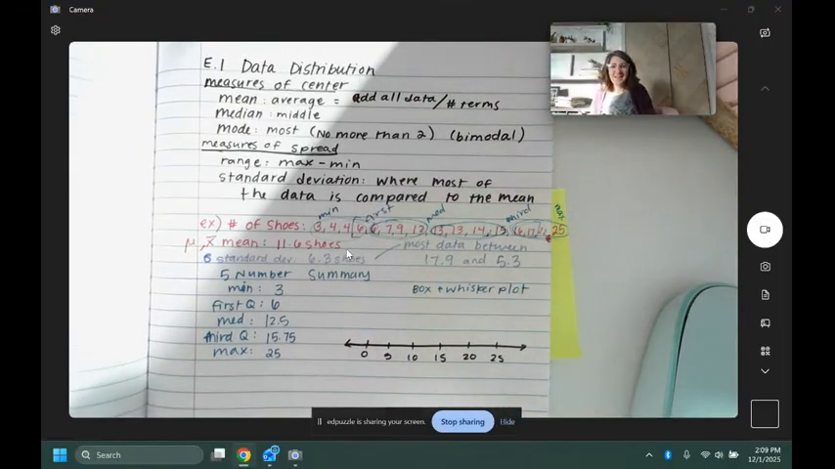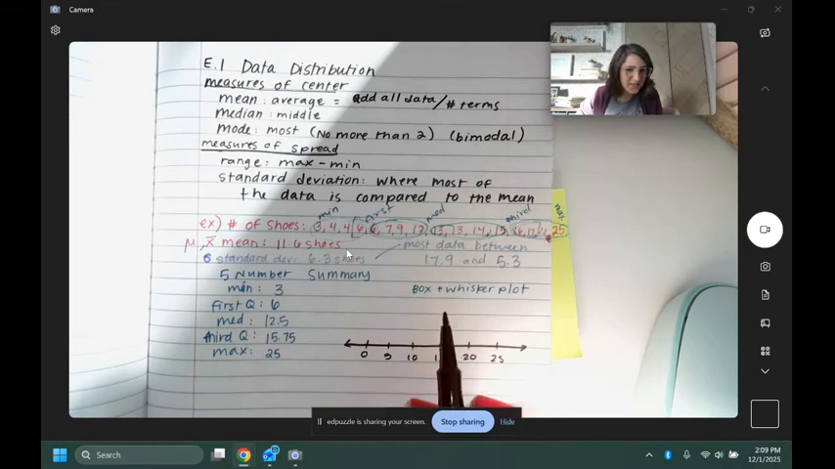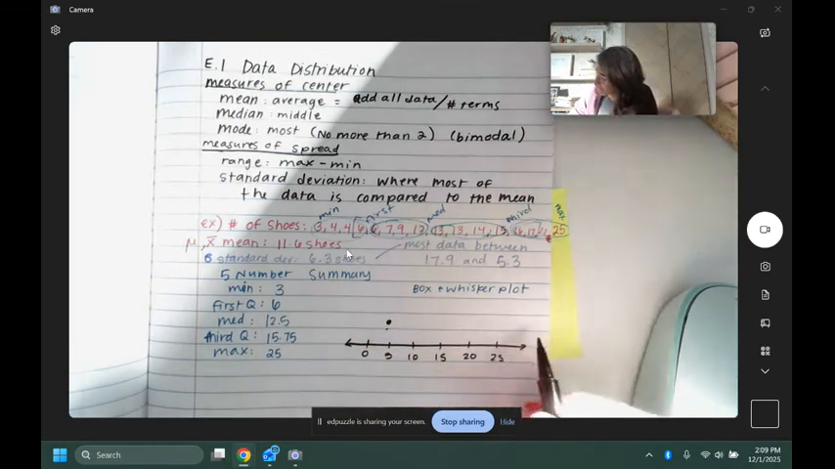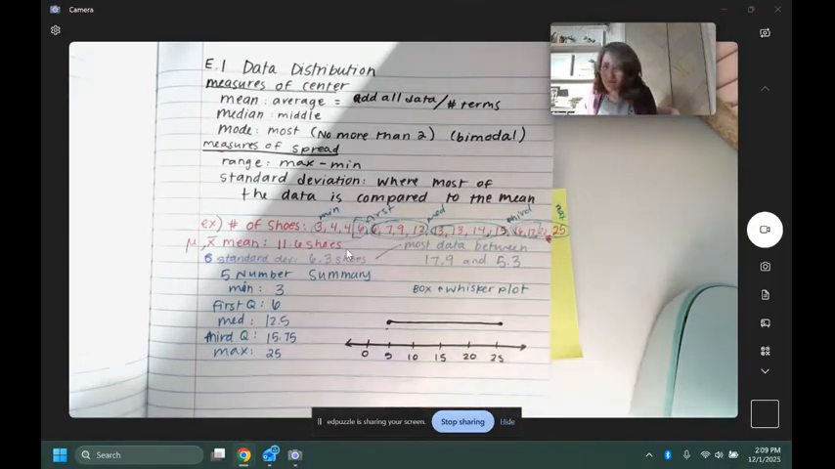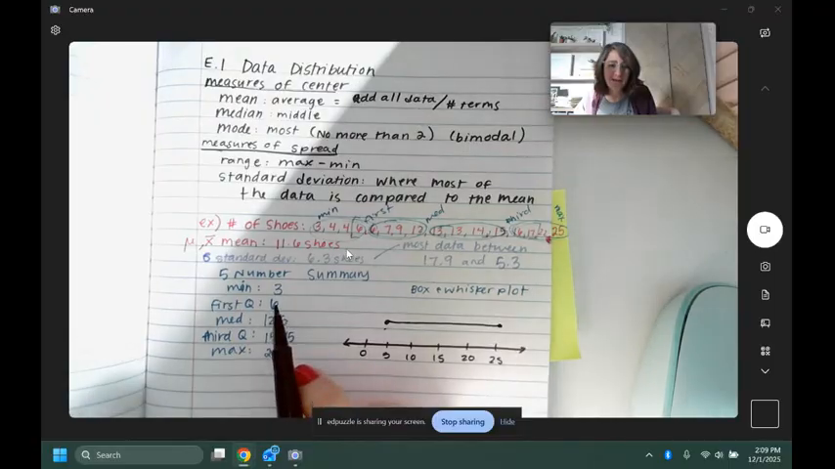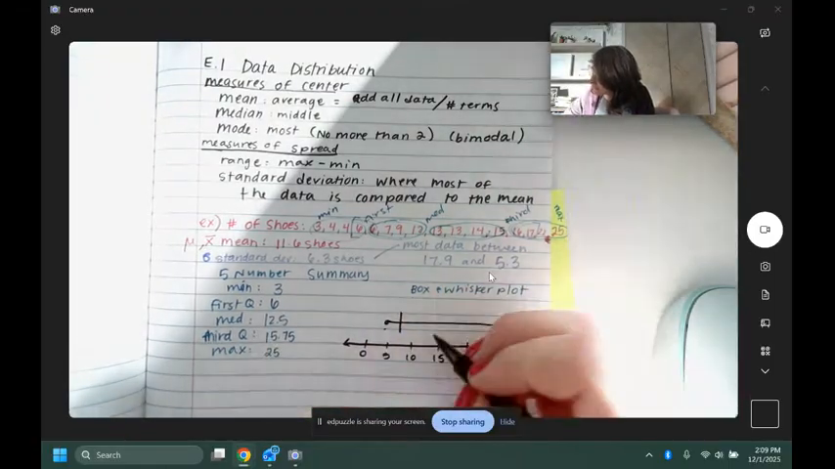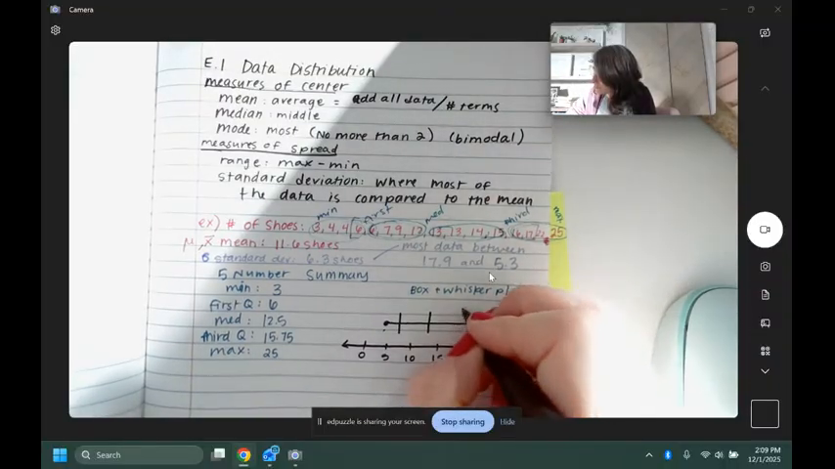Okay. And it's just going to tell me where everything is on this graph. So my minimum is down here at 3. My maximum is 25. So all of my data is between 3 and 25. My first quartile is at 6. Median is at 12.5. Third quartile, 15.75.